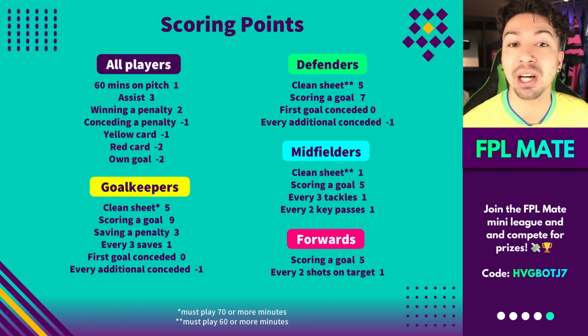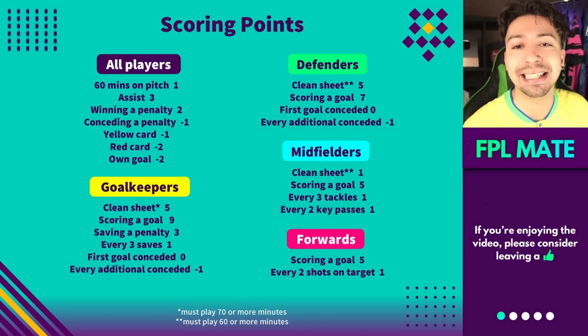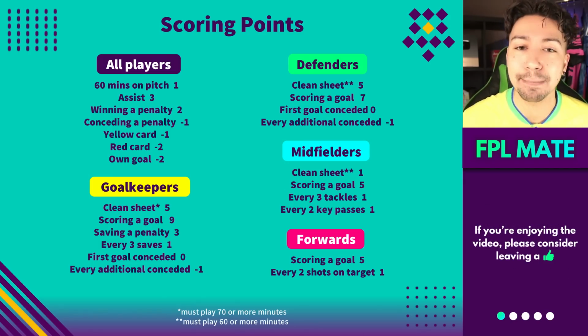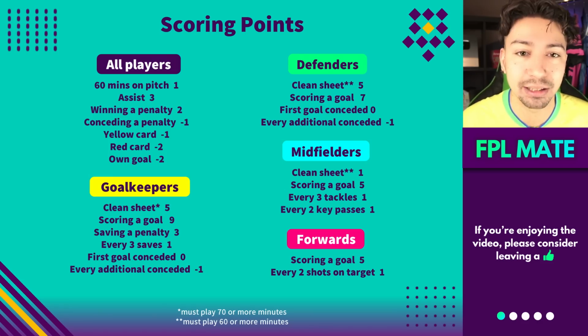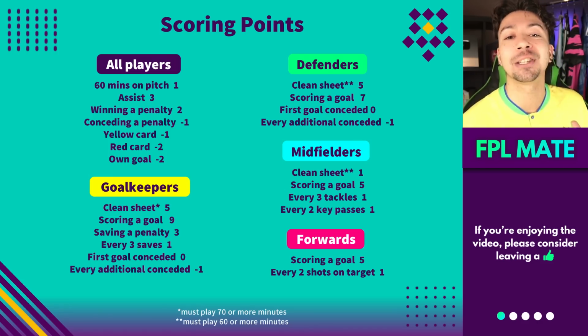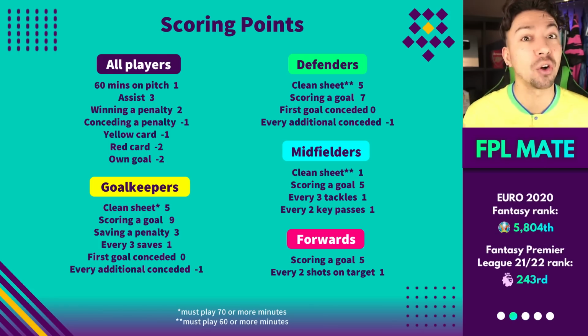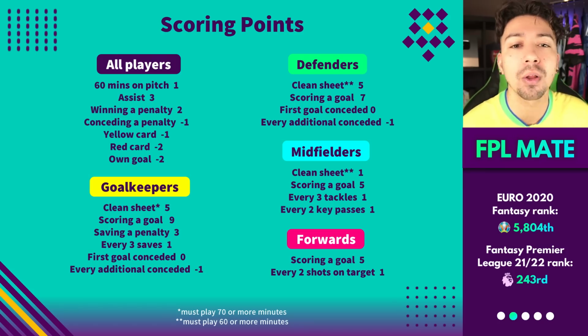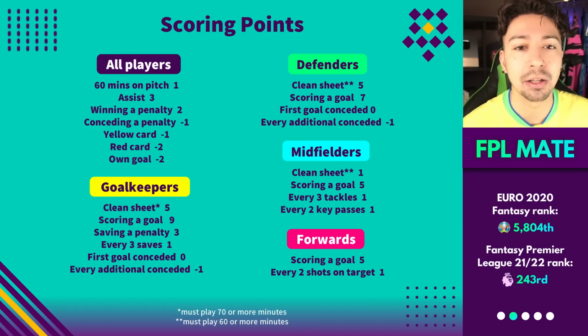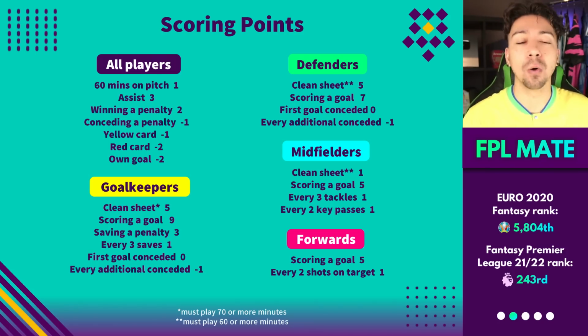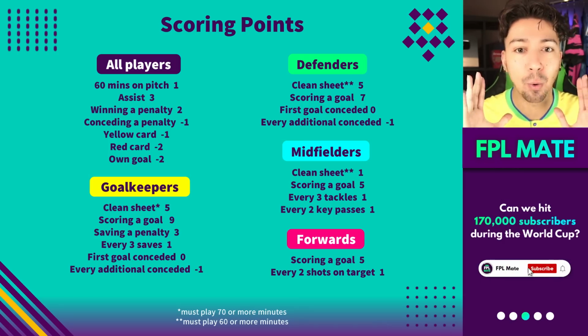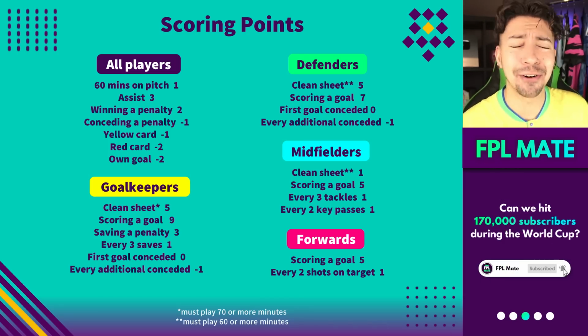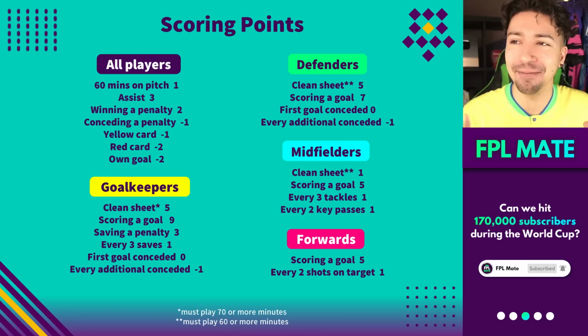Midfielders get a point every time they make 3 tackles, which is great for those CDMs, those defensive midfielders. And midfielders also get a point for every 2 key passes, which is great for those playmakers. Forwards get a point for every 2 shots on target, which is great for those volume shooters. Another minor note is that midfielders and forwards both score the same amount of points for scoring a goal, 5. And then there are also no bonus points in World Cup Fantasy.